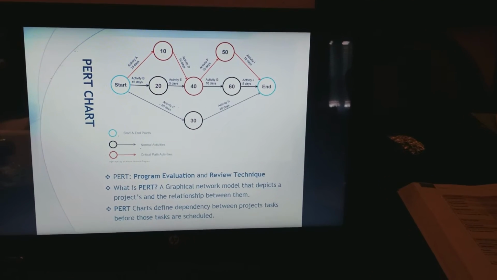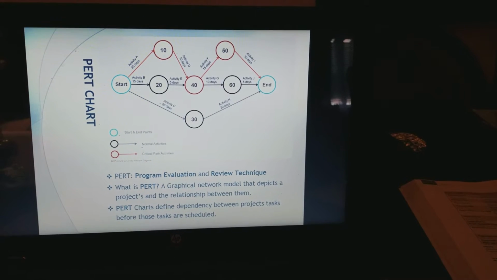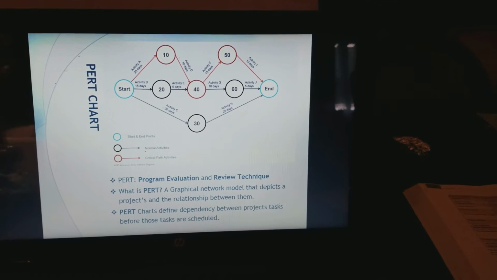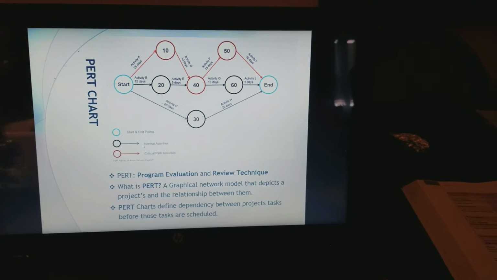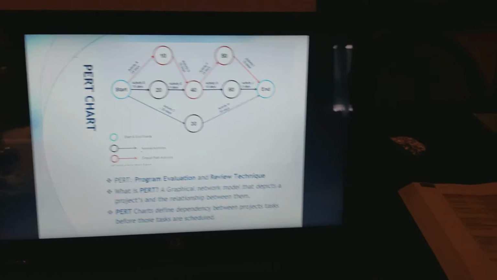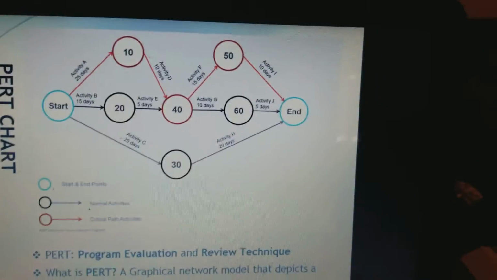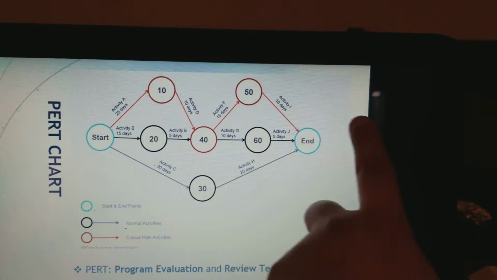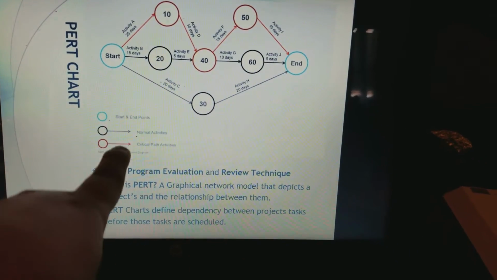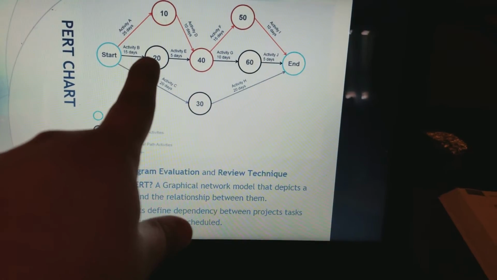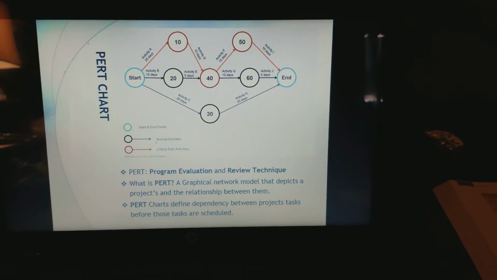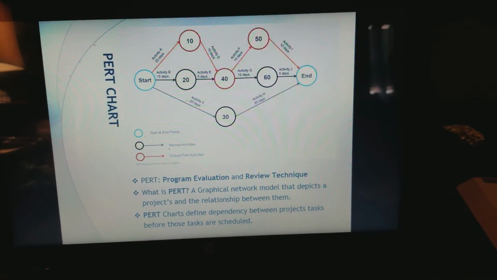The PERT should always have the activities required to complete the project, the expected time that each activity will take to complete, the dependencies between each activity, and the logical start and end points for each set of activities. So let me show you closely. This is the start and the end point. Then we have normal activities, which are the black circles with the black arrows. And the red one is the critical path, which I will explain in a few minutes.